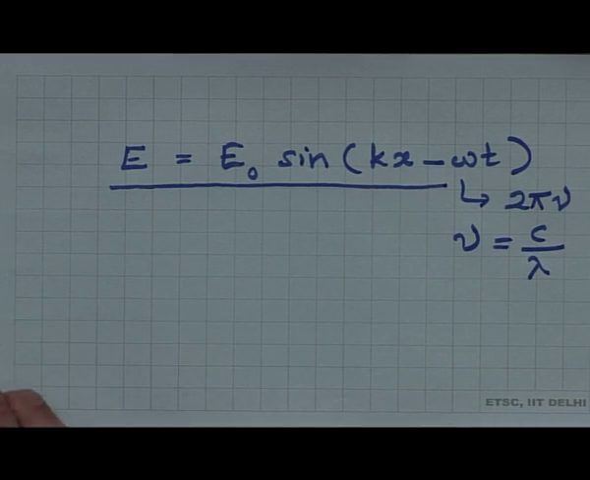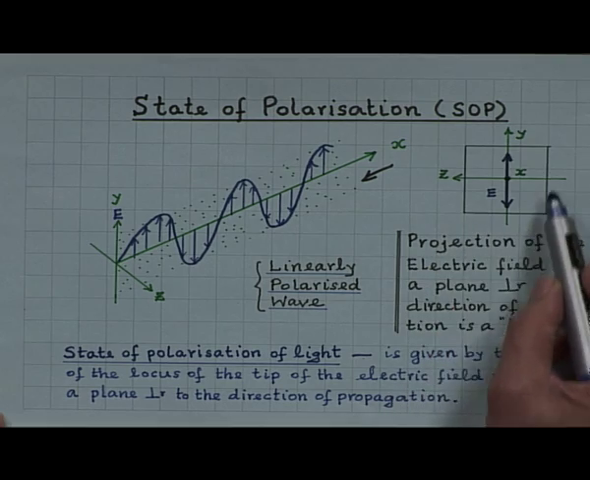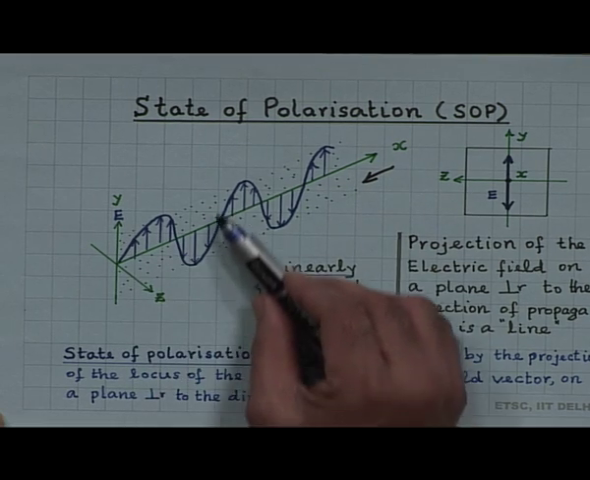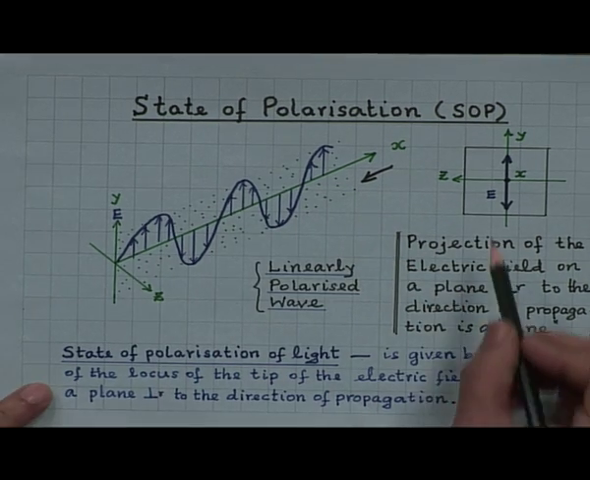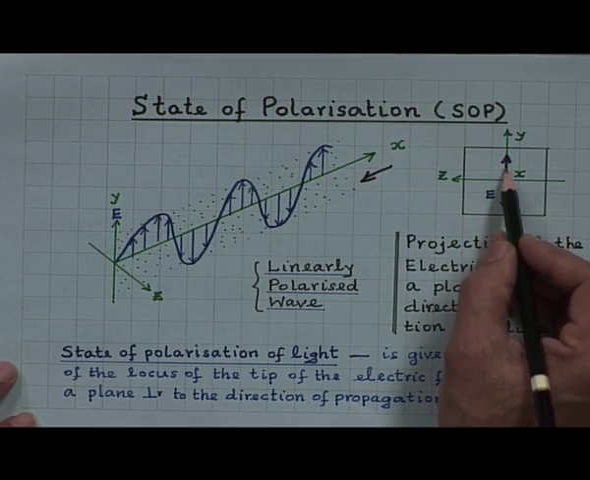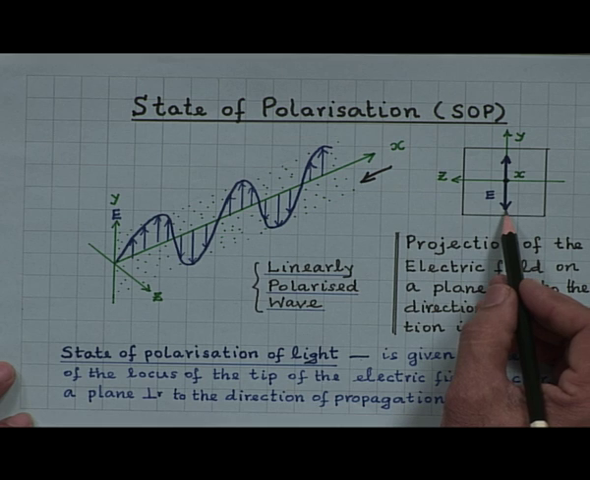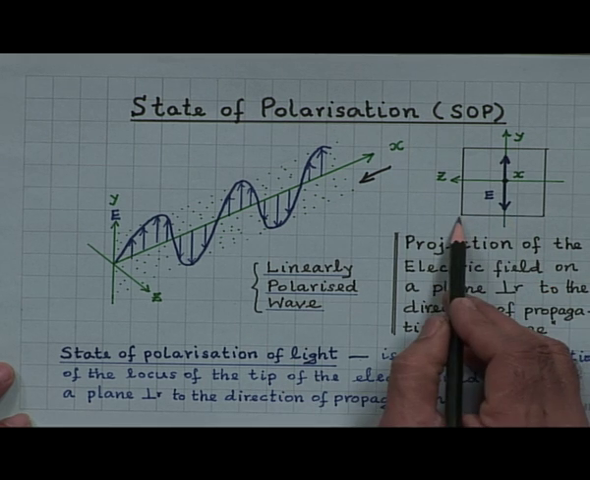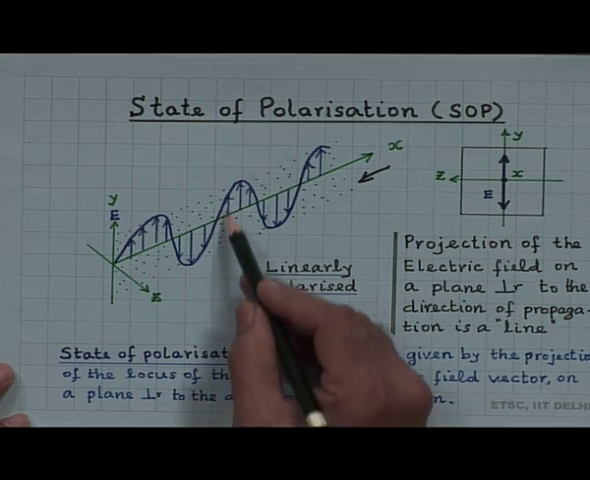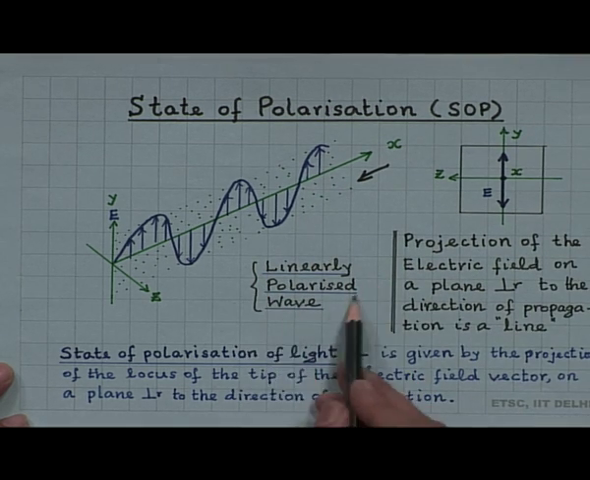So, that is what is shown here, that the state of polarization. If we look at a projection here, the electric field is varying in this fashion, but in the projection we see that the electric field is becoming positive, negative, but all along this line y. And therefore, the projection on a plane perpendicular to the direction of propagation is a line, and therefore, such an electromagnetic wave is called linearly polarized wave.